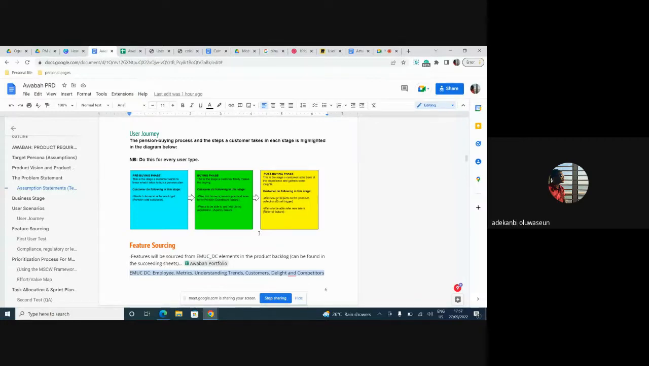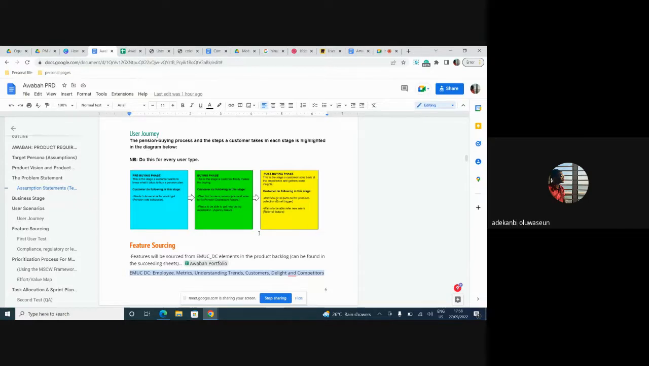What happens before the user gets to your product? What happens when the user is using your product? What happens after the user has used your product? Now, mapping out this journey helps you to know where you need to solve it.